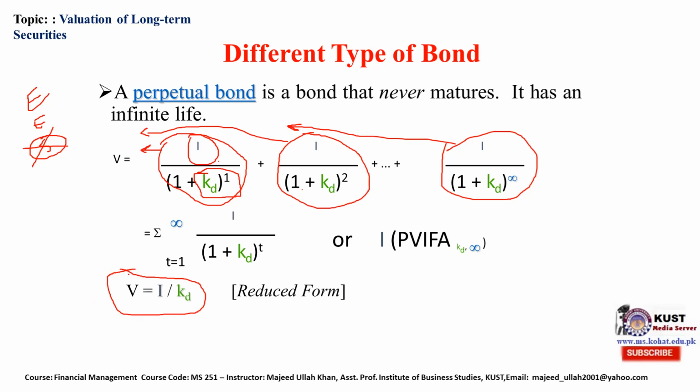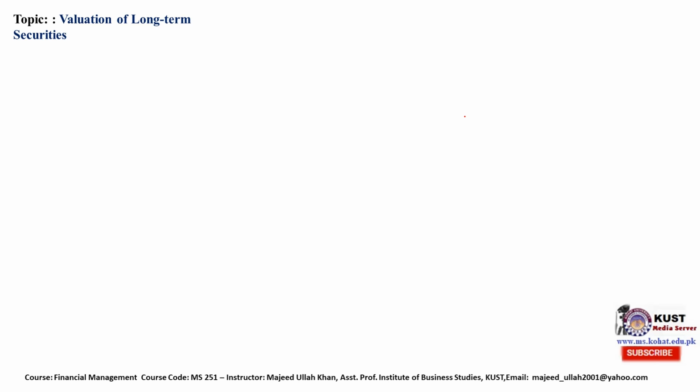In questions or exercises, we will use this formula for a perpetual bond, that is interest divided by the required rate of return. Interest received or paid divided by required rate of return, but only for a perpetual bond. A perpetual bond means that it has no maturity and it gives you interest for an infinite life.